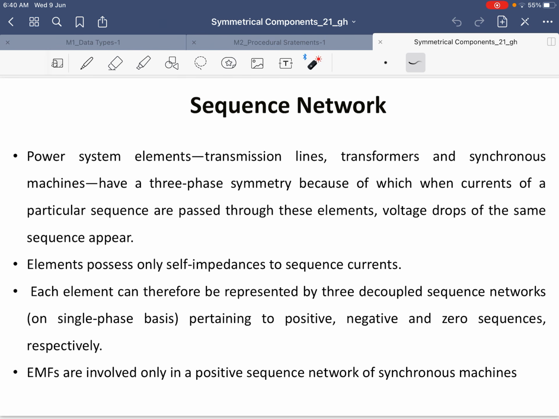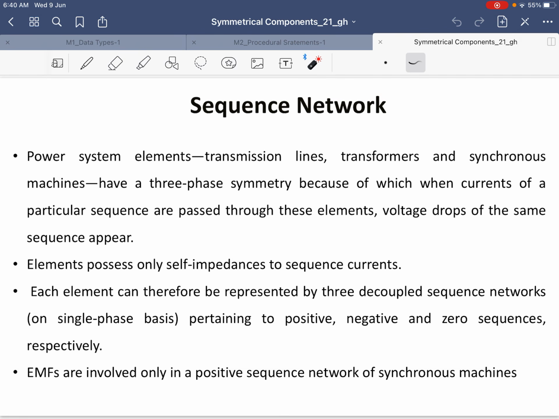And the sequence network consists of the positive, negative and zero sequence networks. That is, if an unbalance occurs in a power system, that current is resolved into three different balanced currents. That is what we call the symmetrical components: positive sequence current, negative sequence current and zero sequence current. Therefore, three different currents are flowing in the network. Then if you represent the network for each current, it is called that particular sequence network.